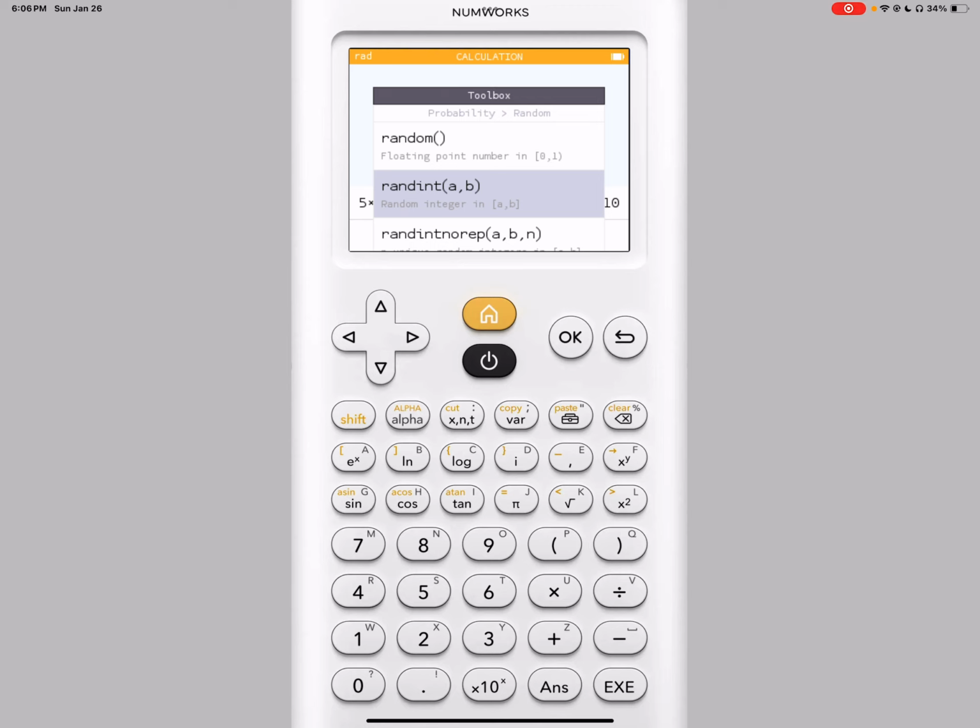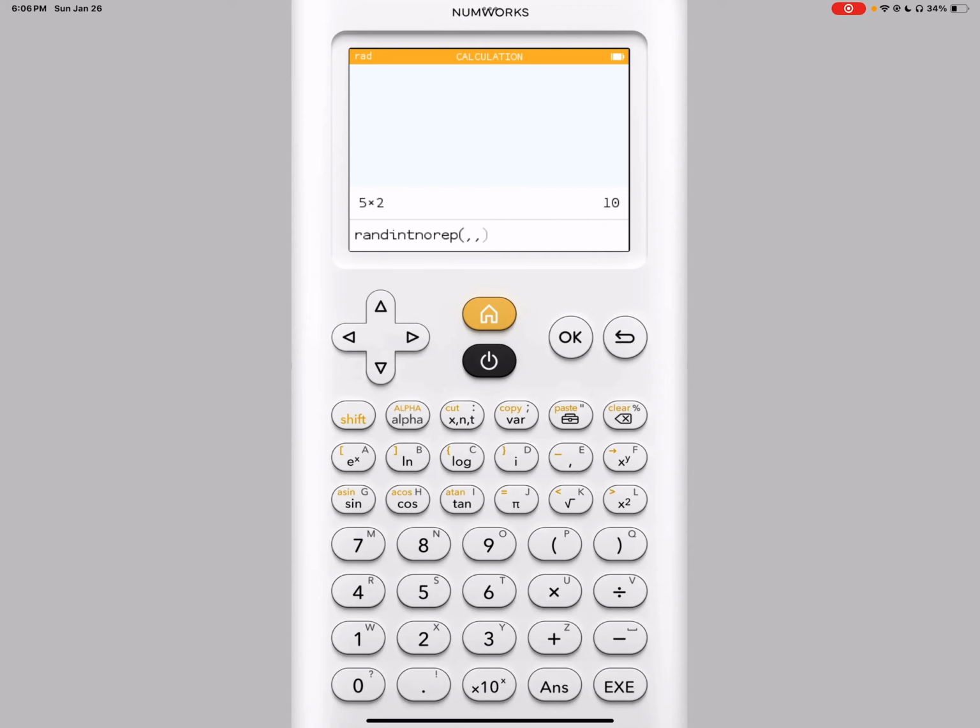So the problem is usually we want more than just one number. And so we want to use the third option here, which is randint no rep, which just stands for random integers, no repeats, no repetition. And so you'll see now it asks for 3 numbers, A, B, and N. And when we click OK, it gives us 3 spots, right? Because we have 2 commas.